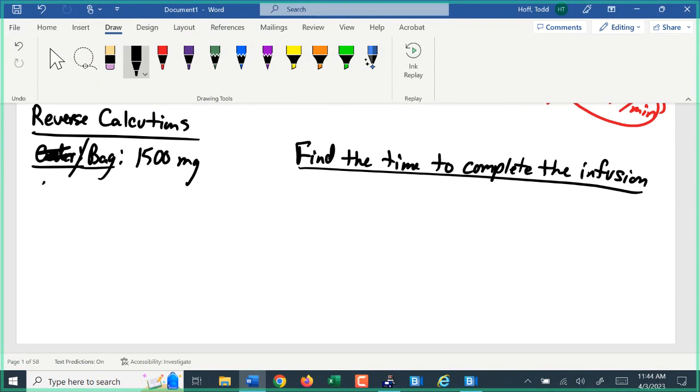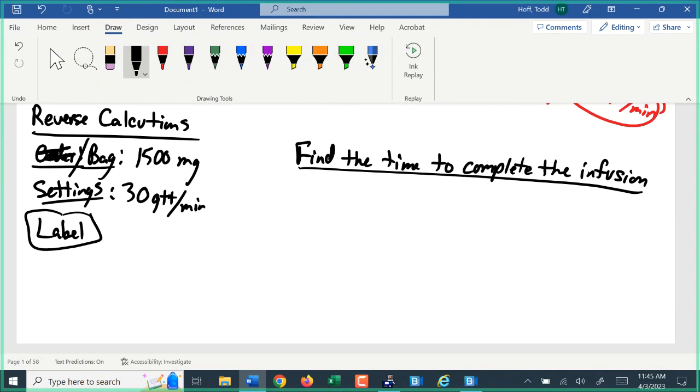Then we look at our settings. And our settings on the infuser, it is set at 30 drops per minute. And we look at the label on the bag. And that label, of course, tells us that it's the 1,500 milligram bag. But then it also tells us that we are constituted at 15 milligrams in 4 milliliters with a drop factor.